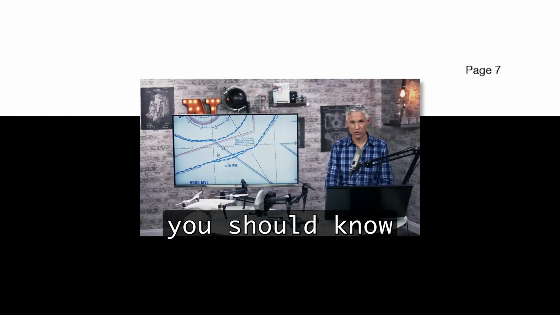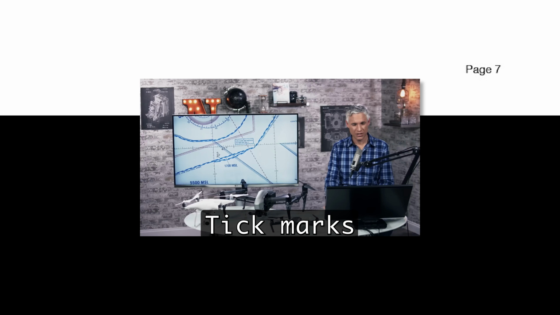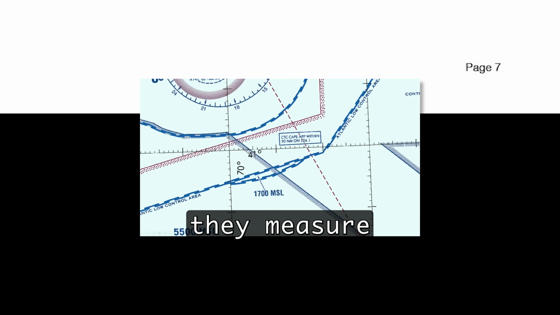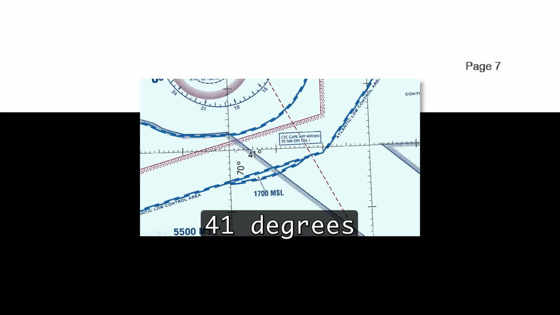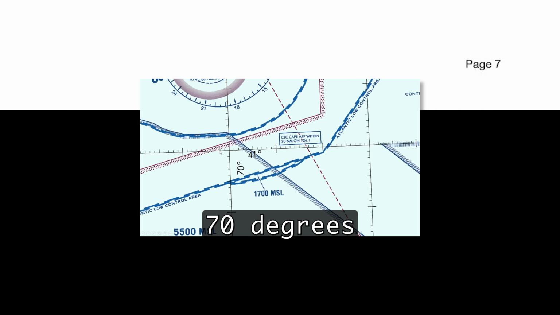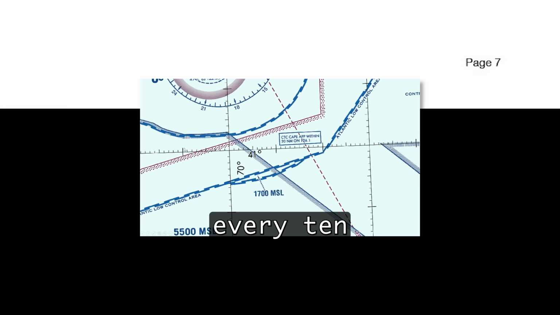So as we look at this, you should know what these little tick marks mean. Each one of these tick marks is 1 minute, because this is how they measure latitude and longitude. It's 41 degrees, and then this is 41 degrees and 1 minute. Wait, I'm sorry, I said that wrong. This is 70 degrees, and this is 70 degrees 1 minute, 70 degrees 2 minutes, 70 degrees 3 minutes. There's big tick marks every 5 minutes, and then bigger tick marks every 10 minutes.